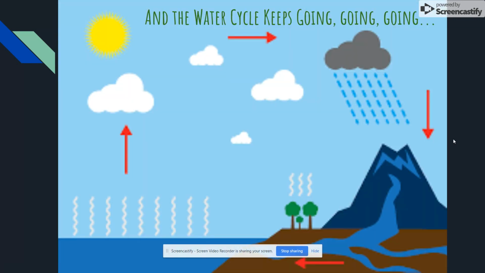Water is always on the move on Earth. The water cycle is ongoing and repeating. It continues to occur over and over again and keeps on going and going.